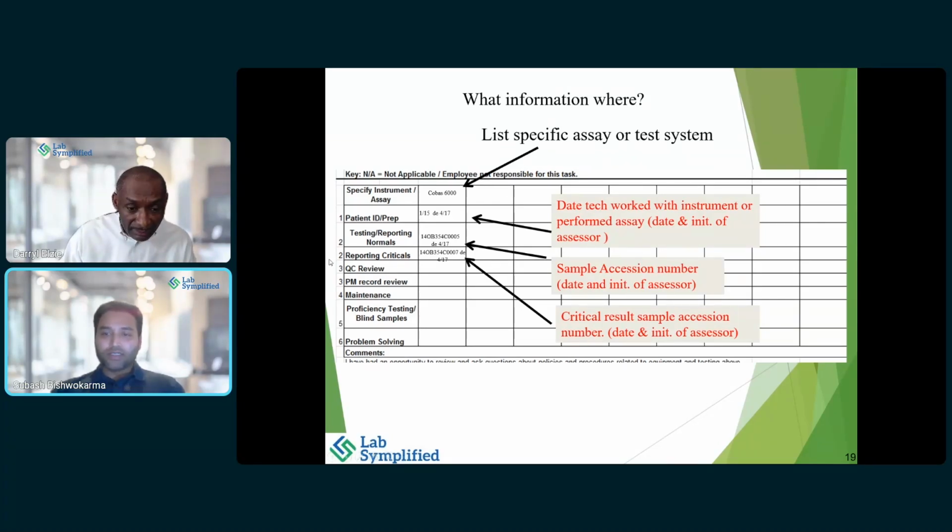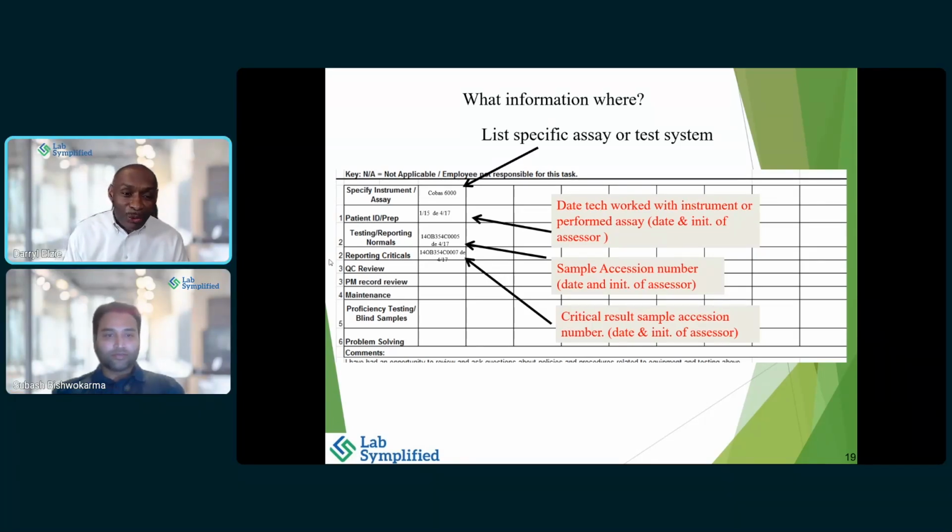What qualifies as a test system for a competency assessment? Great question. What qualifies? Usually tested, the easy ones are like in chemistry. Those are very easy, right? Because it's on the instrument platform. So you can say, here, I've got the cobas, or in hematology, I've got the Sysmex sitting there. Those are easy ones.